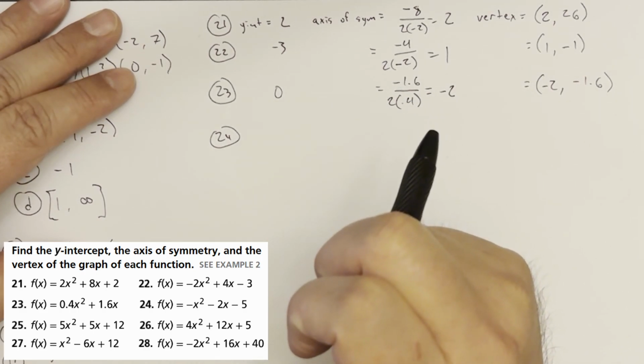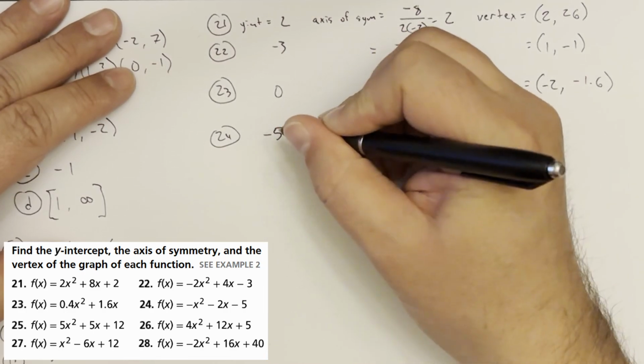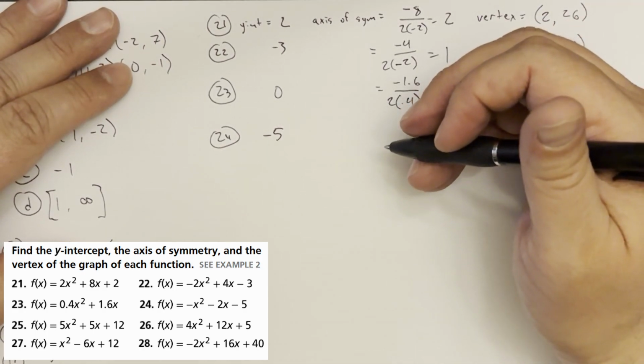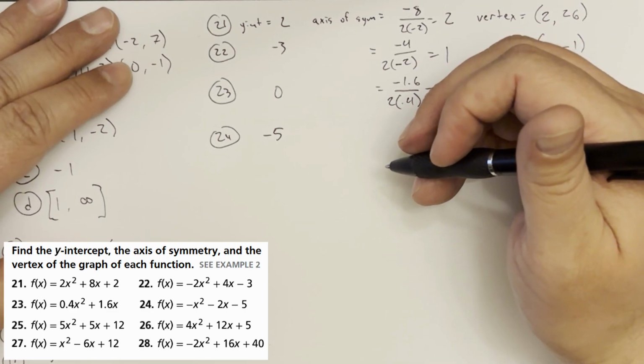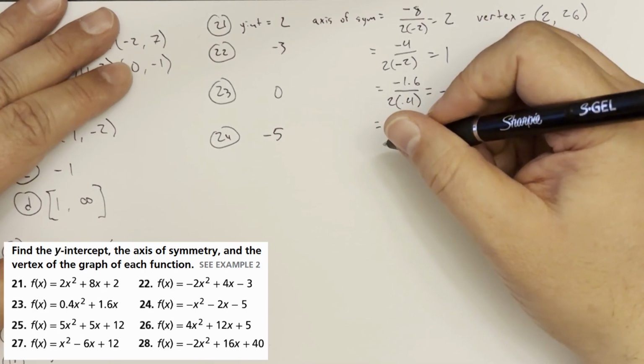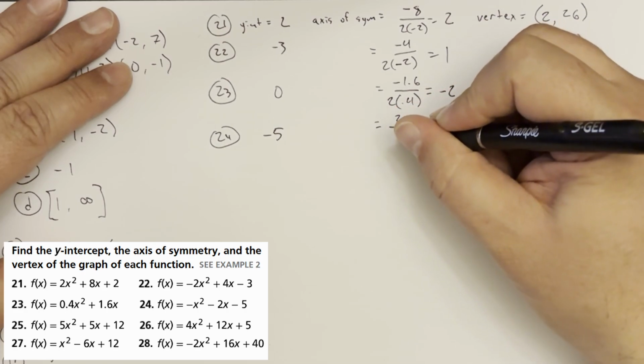-5 for the y-intercept. Axis of symmetry, -b over 2a. Remember that. So -2, which is +2, over 2 times -1, which is -2. Sorry, I'm getting distracted by something, but all right. Negative 2 times negative is positive. And then a is negative 1 times 2 is negative 2. So the value is negative 1.